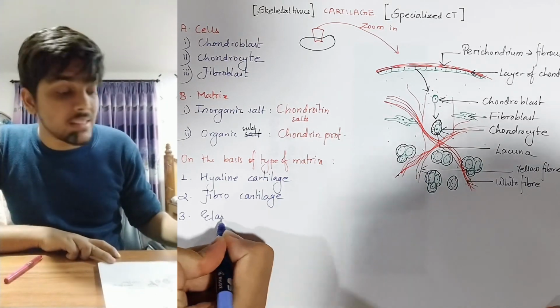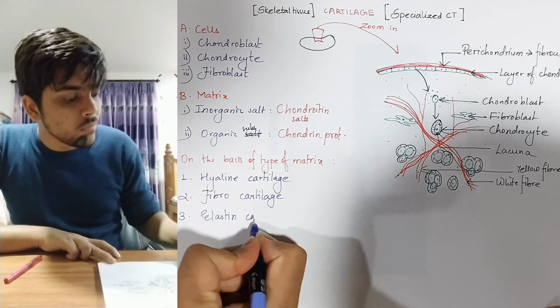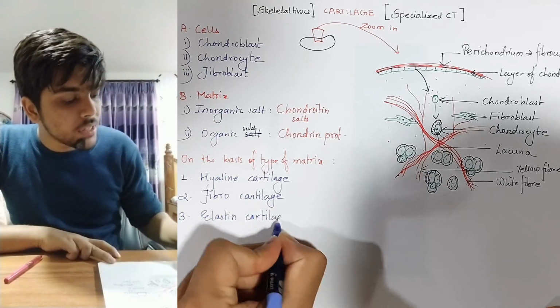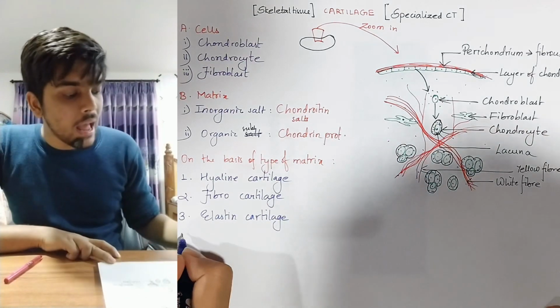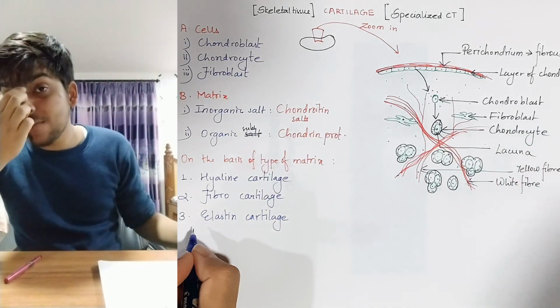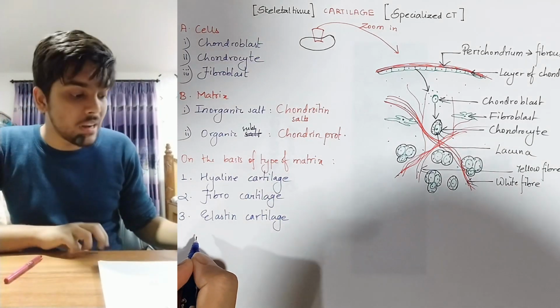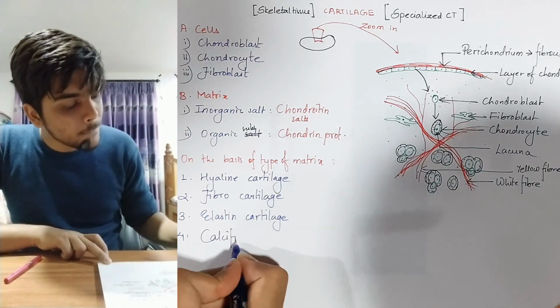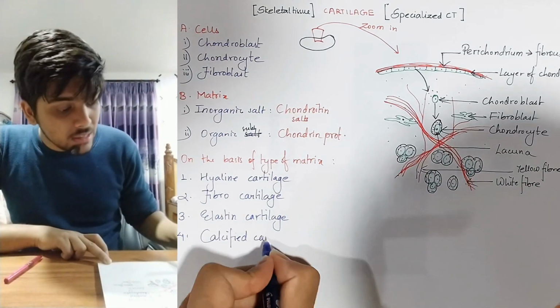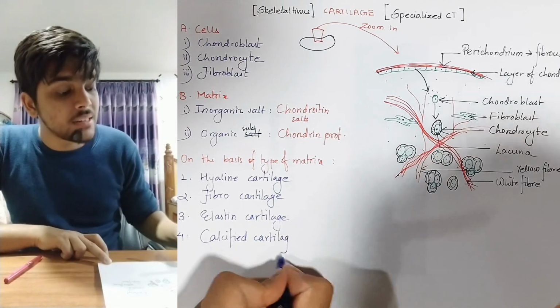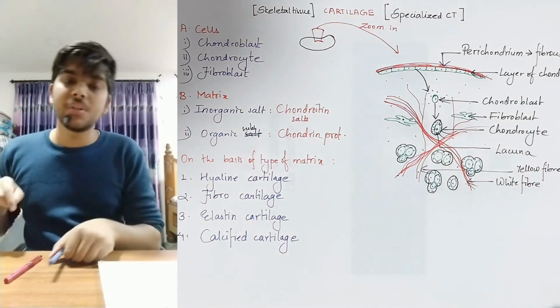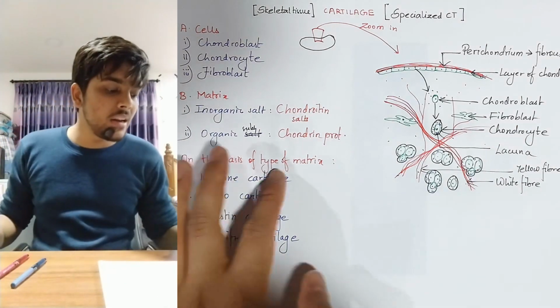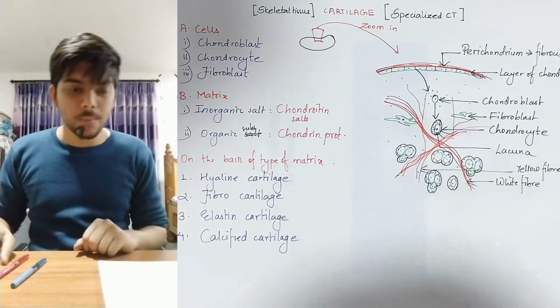Then there's your elastin cartilage, which contains a higher percentage of elastin fibers, and has the property of elasticity due to the higher percentage of elastin fiber. And finally, there's your calcified cartilage, which is hyaline cartilage once it gets calcified. So due to the deposition of calcium salt in hyaline cartilage, we get calcified cartilage.